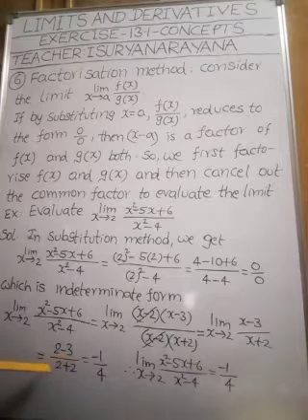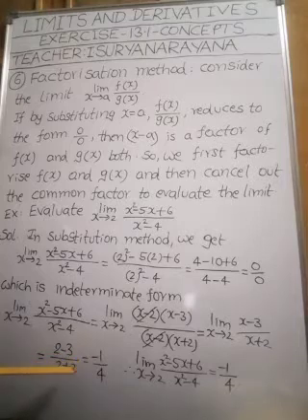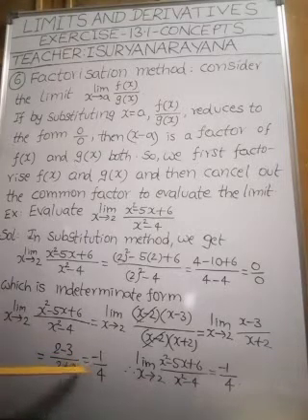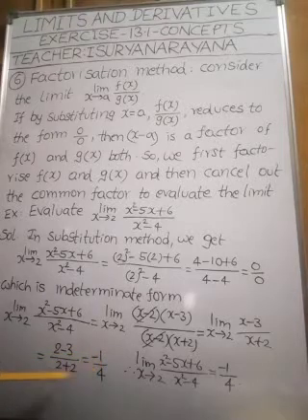2 minus 3 by 2 plus 2. Understood this step, my children? Right. Now we simplify the numerator as well as the denominator. Okay, my children, that is equal to 2 minus 3. What will you get? Minus 1 by 2 plus 2.